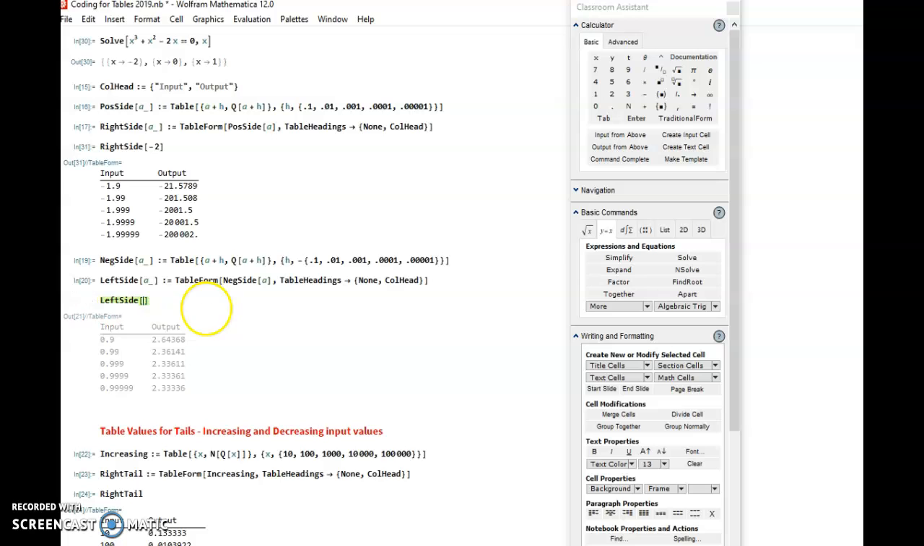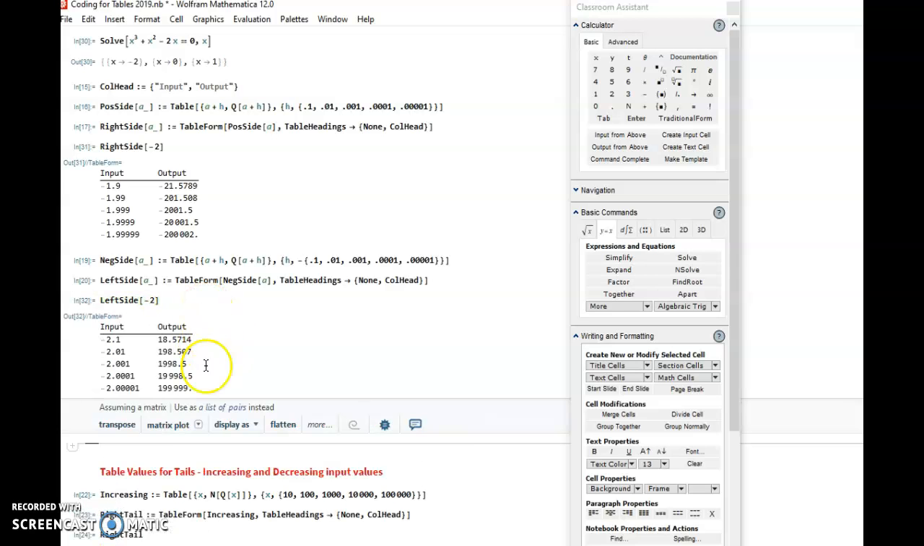Now let's do the left side at -2. Notice the output changes. And as x approaches -2 from the left side, the value of the function is getting really, really large in the positive direction. Here is our numerical evidence that there's a vertical asymptote at x equals -2.